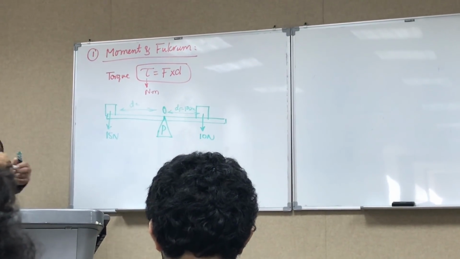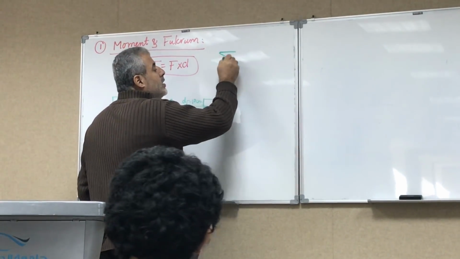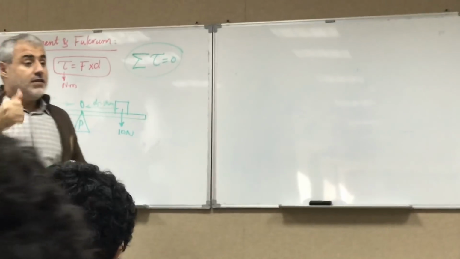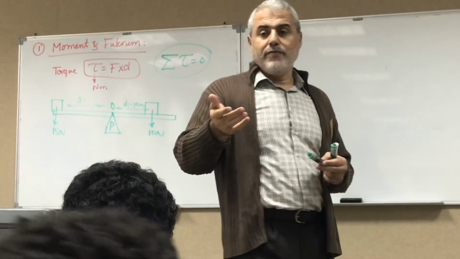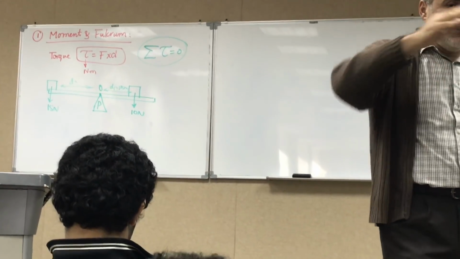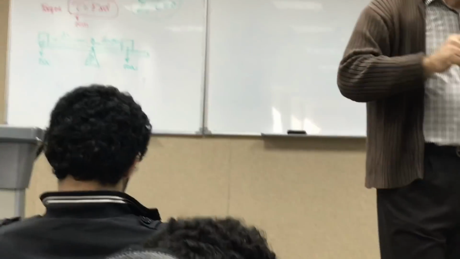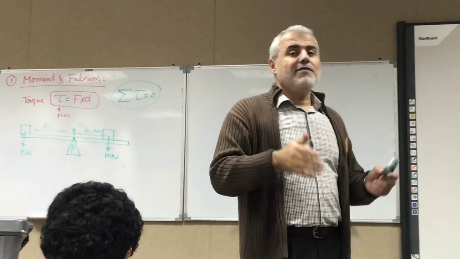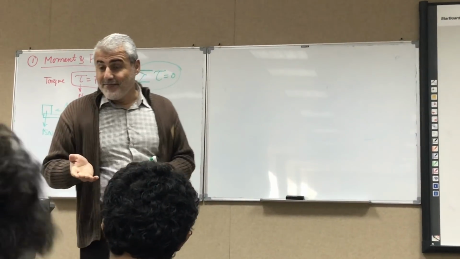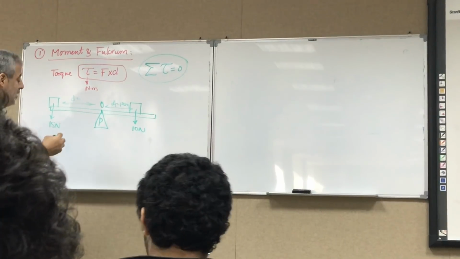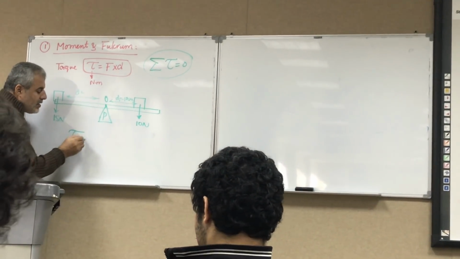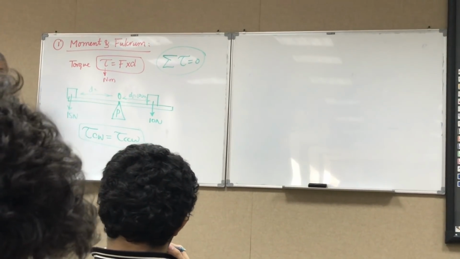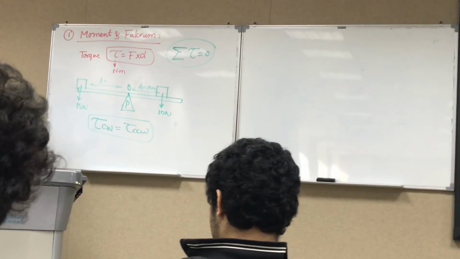How do we find it? We apply the formula that total torque should equal 0. That means we have positive and negative torques, and these torques are equal. In other words, we have clockwise and counterclockwise torques. So according to this, I'm going to write clockwise torque should equal counterclockwise torque. Is that clear for you, Shabab? This is clear. If that's clear, tell me.